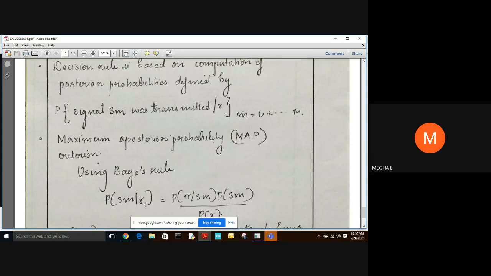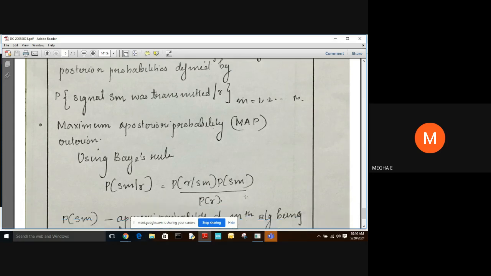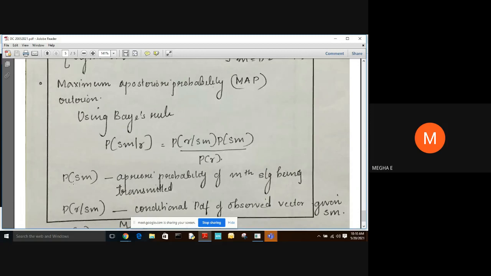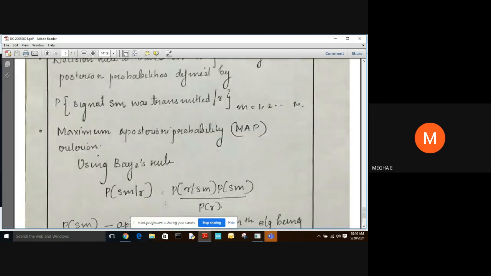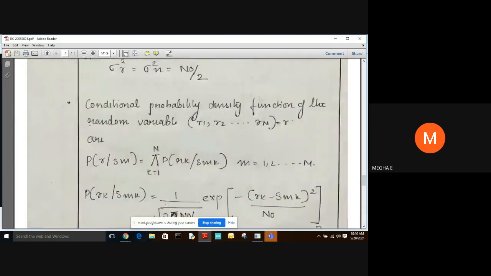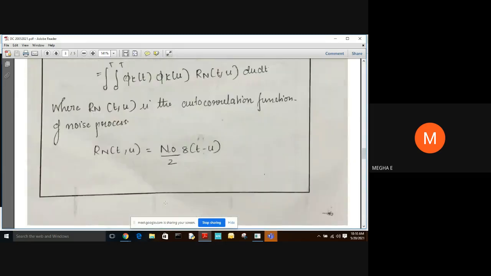P of Sm given R is nothing but P of R given Sm into P of Sm divided by P of R. That is P of Sm is the a priori probability of the mth signal being transmitted, and P of R given Sm is the conditional probability of the observed vector given Sm, which we have already defined. And P of R is nothing but summation m equal to 1 to M P of R given Sm into P of Sm. So before going on to the optimum detector, we will again refresh what we have studied.